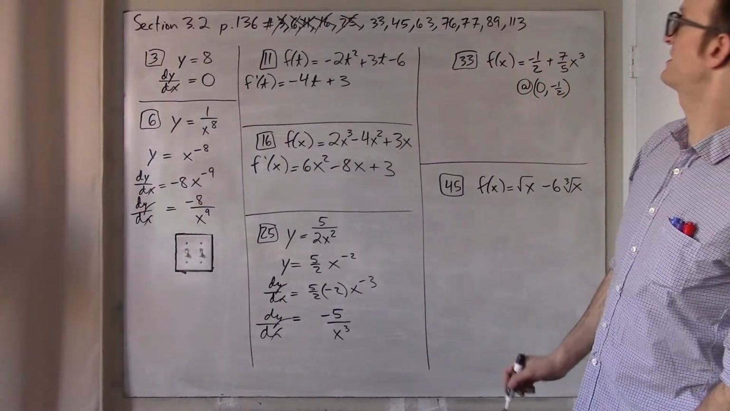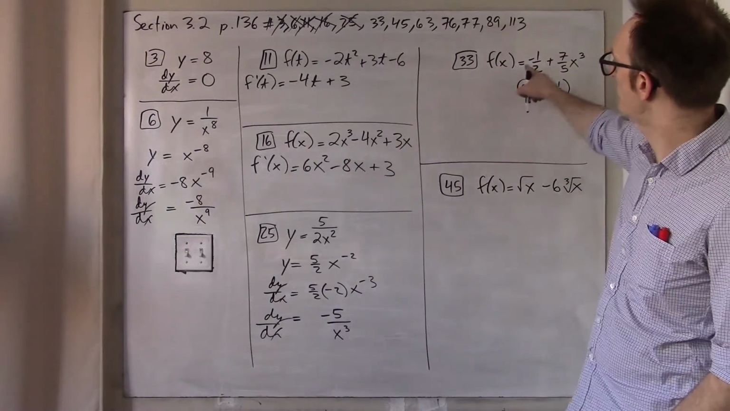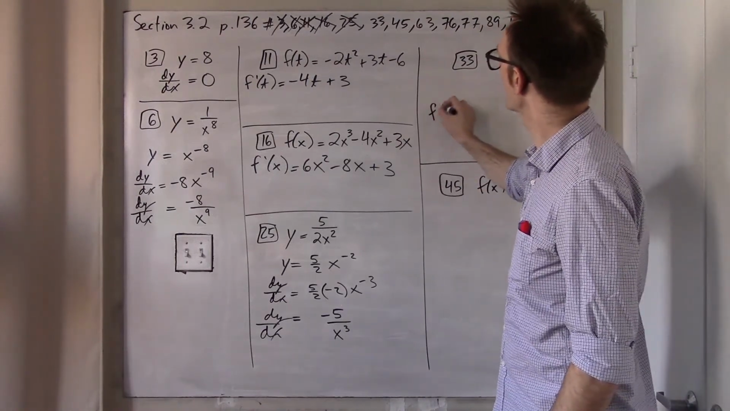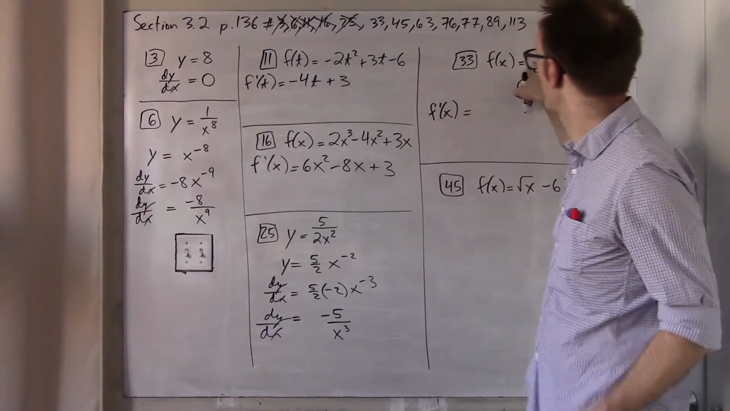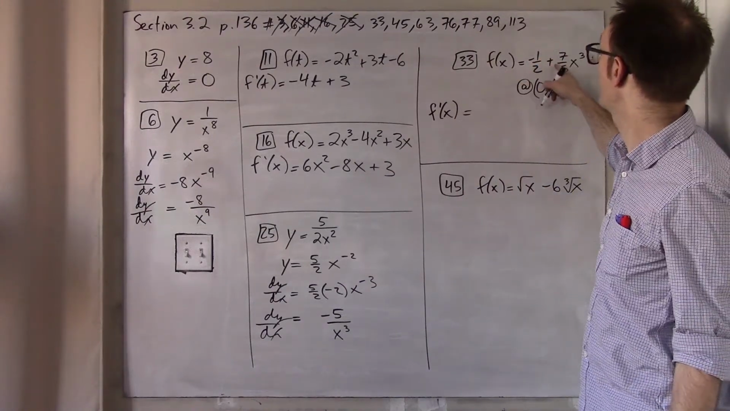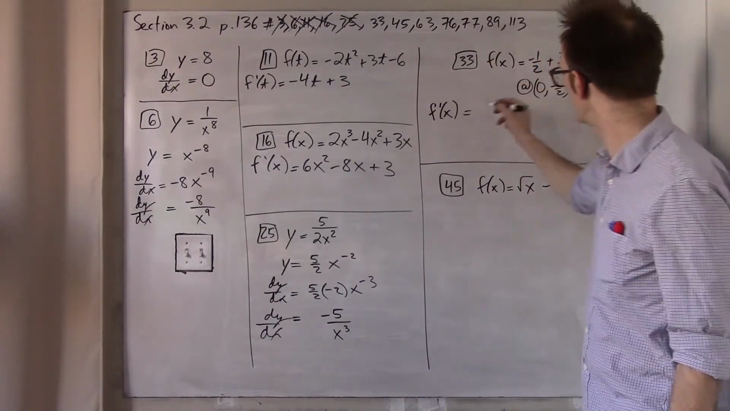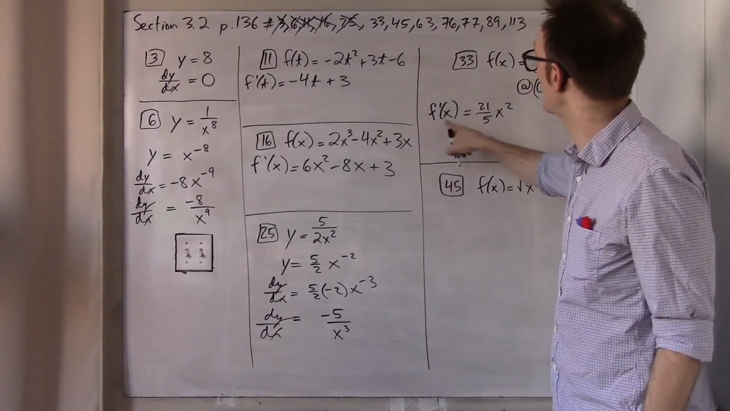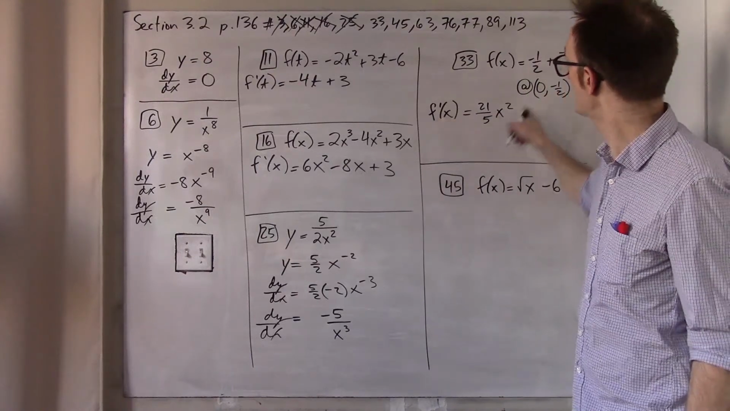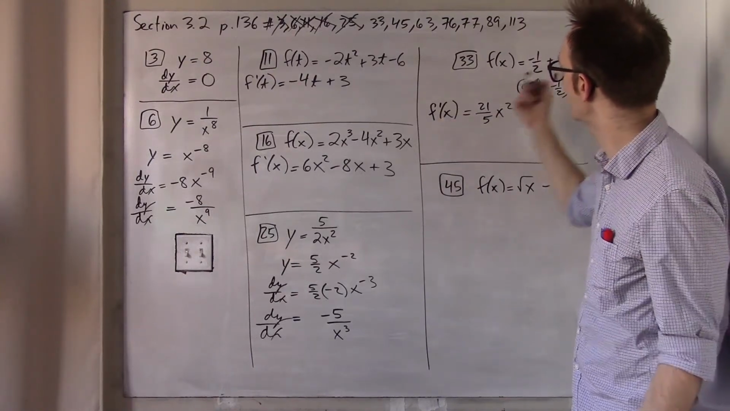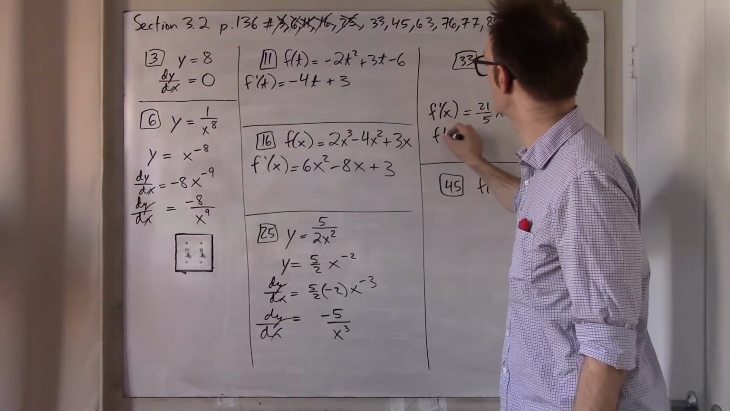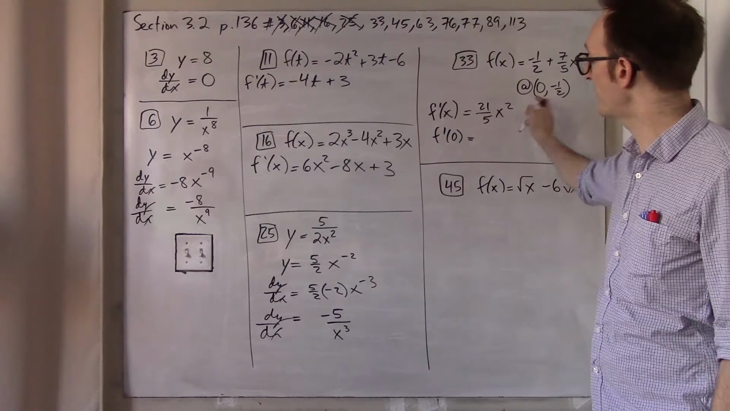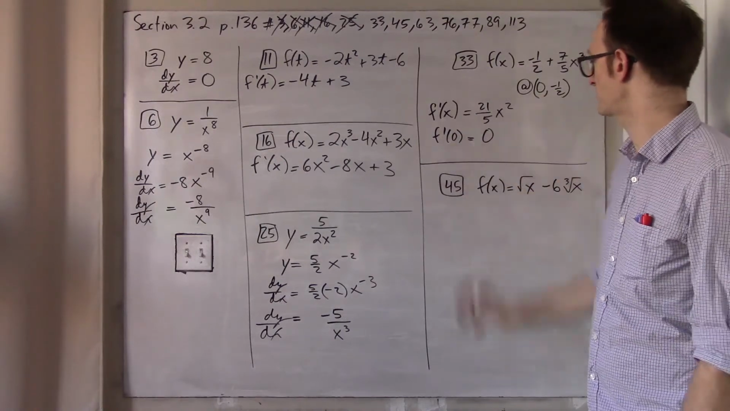33, kind of a silly problem actually. It says, hey, consider this function, negative a half plus 7/5 x cubed. What's the derivative? Well, the derivative of negative 1/2 is 0. The derivative of 7/5 x cubed is 21/5 x squared. And now they specifically want to know what is the slope of the tangent line at 0, comma, negative a half. It feels a little bit dumb to ask for the derivative at 0, but there it is. I'm going to plug 0 into this function, and the answer is just 0.